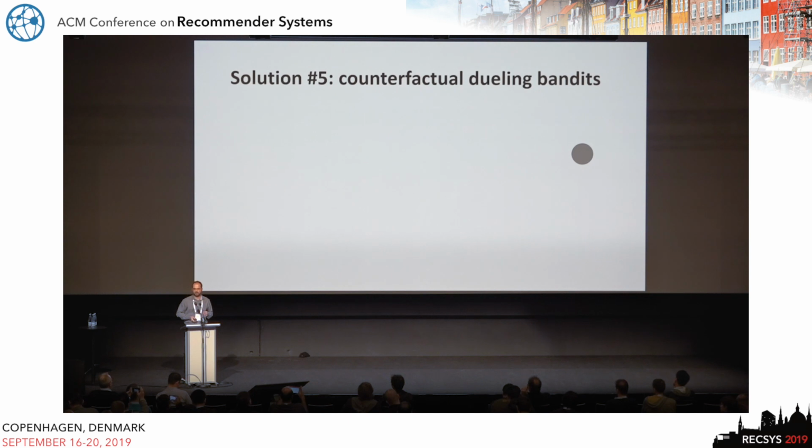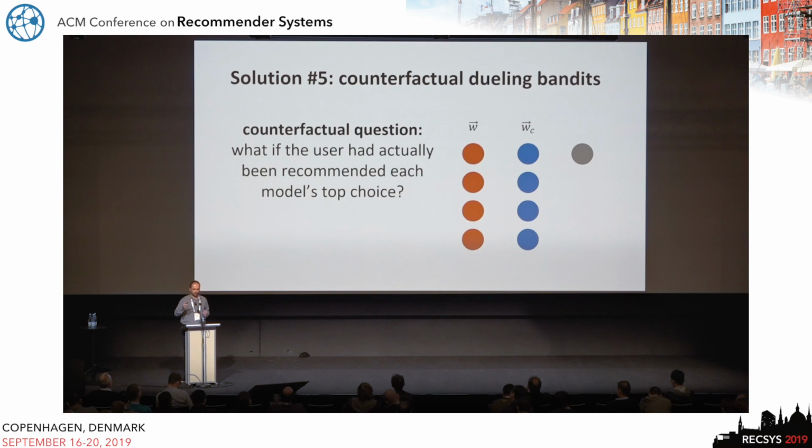So in this case, what we proposed is what we call counterfactual dueling bandits, which is an idea of trying to estimate what the model would have done should it have had a chance to show its recommended song to the user. So essentially, our counterfactual question here is, what if the user had actually been recommended each model's top choice, which is the #1 ranked song in these 2 rankings here?